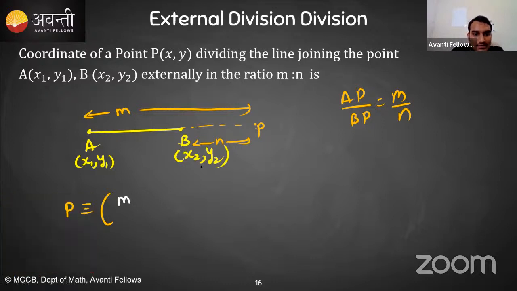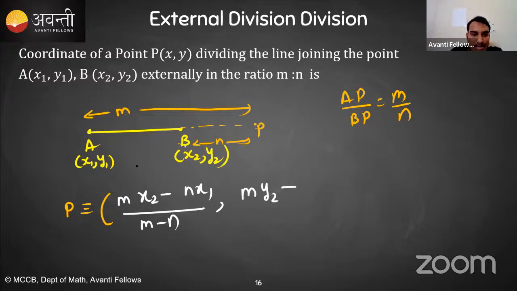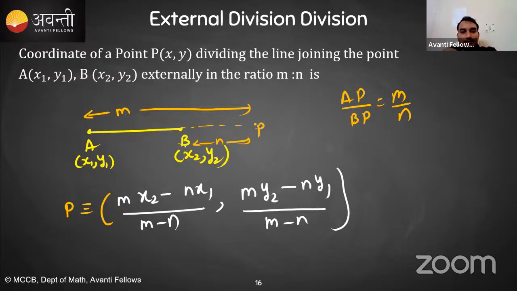Again, same way. See this m. Do one thing, write m times x2 minus n times x1 upon m minus n, like this. This m, you can see that it is from A. So multiply m with x2. n is closer to B. So multiply the coordinate of A with n and just put the minus in between. Simple. So similarly, the y coordinate is m into y2 minus n into y1 upon m minus n. Is this clear?